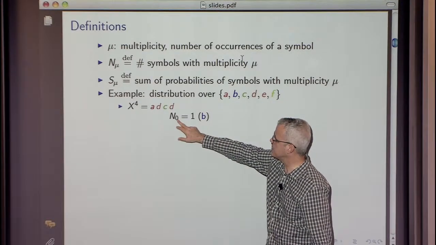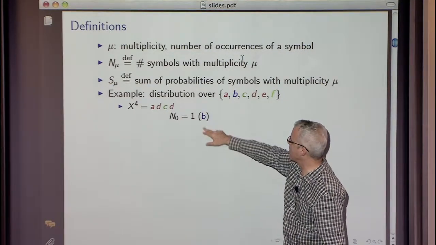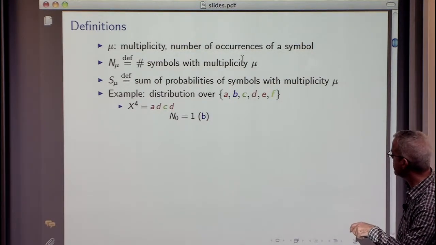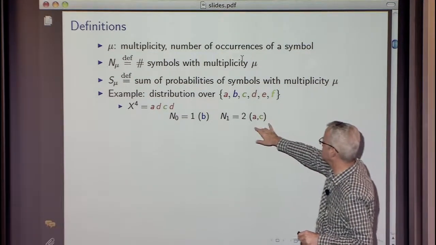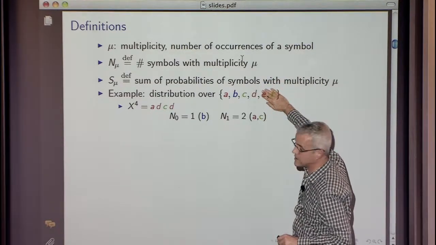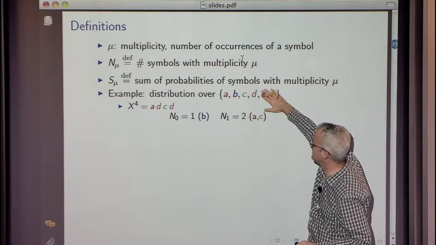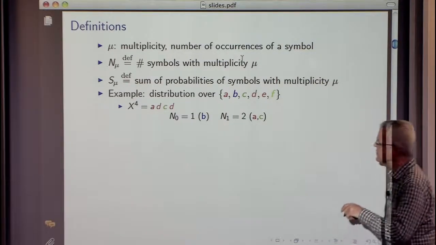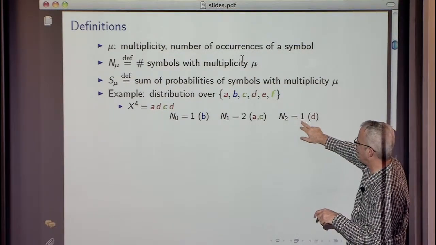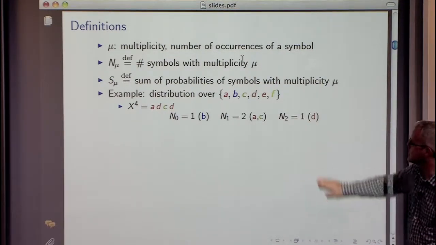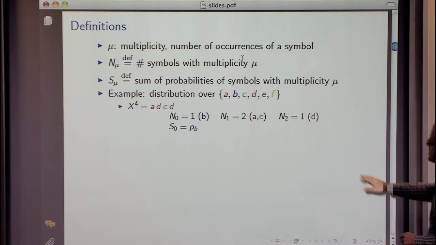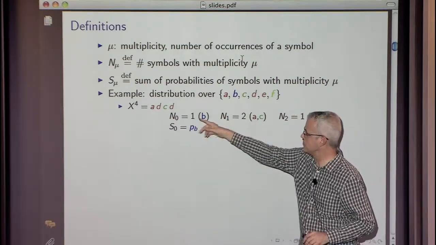N0, the number of symbols that appeared 0 times, is 1, because it's just B. Yeah, B did not appear. Yeah, so I apologize. This is a distribution over A, B, C, D. Yeah, sorry. So B did not appear. N1, the number of symbols that appeared once, is A and C. Okay. N2, the number of symbols that appeared twice, is 1, just D. Apologize. Okay. And so these are N0, N1, N2, the number of things that appeared 0 times, once, twice.